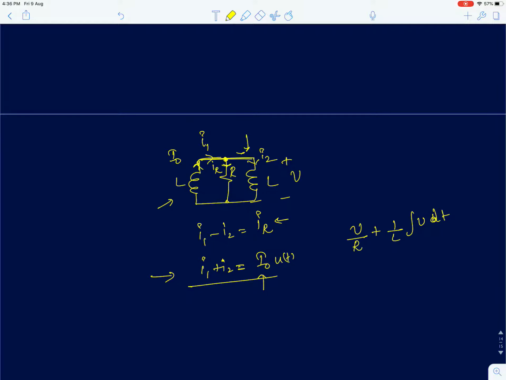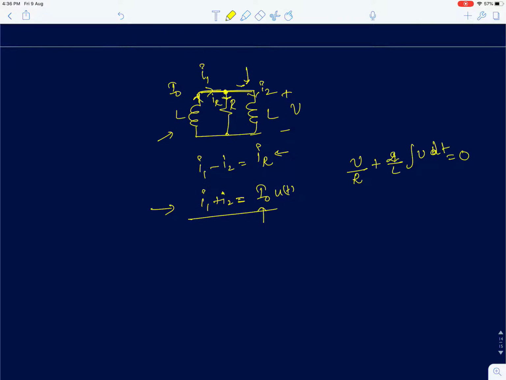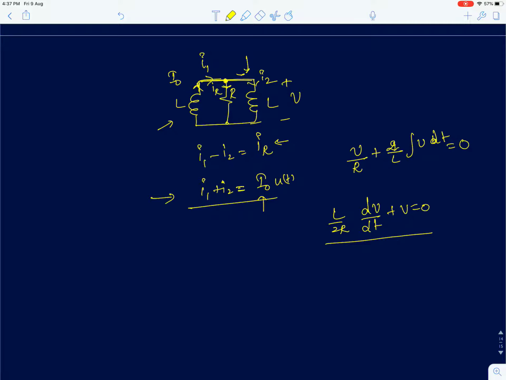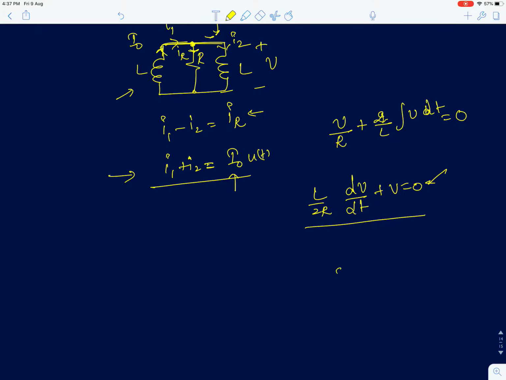Since both the inductor currents are the same, I am going to write V by R plus 2 by L integral V dt equals 0. If I differentiate this and rearrange the terms, I am going to get dV by dt into L by 2R plus V equals 0. So this is a first order differential equation, and we know how to solve a first order differential equation with zero input, so that you have to find the natural response. It is simply V of 0 e power minus t by tau, where tau here is L by 2R.